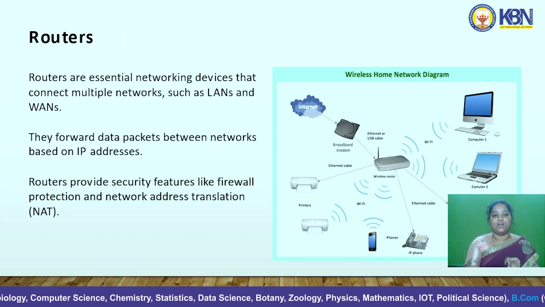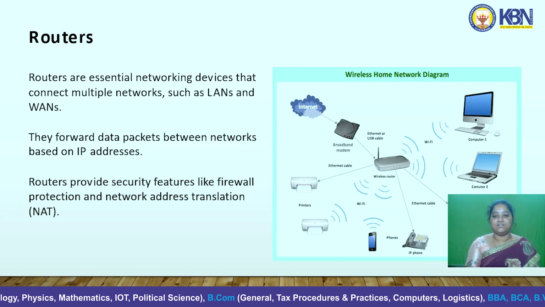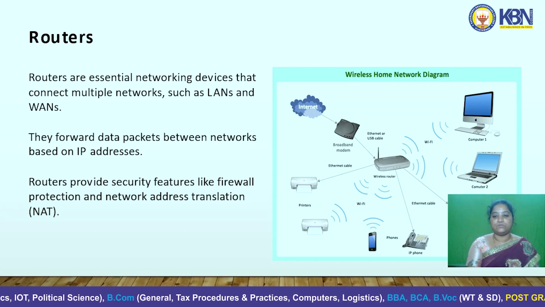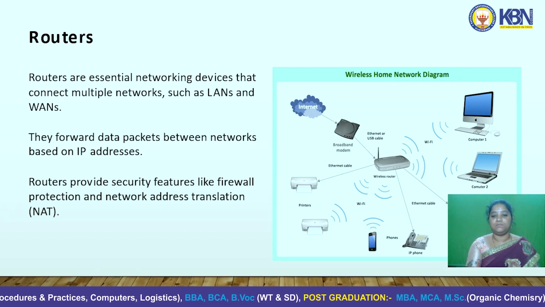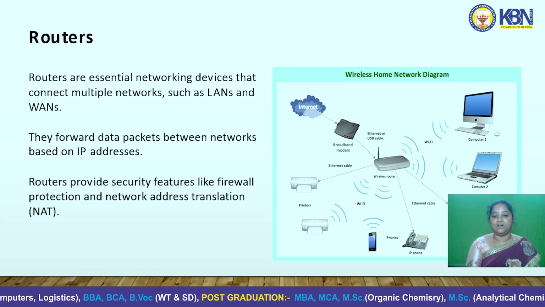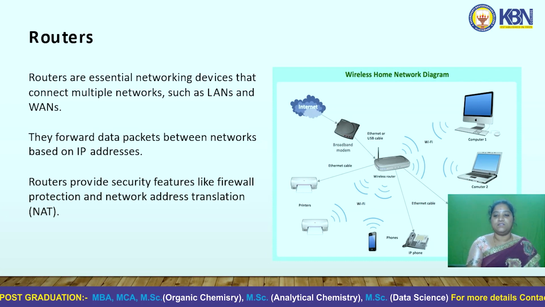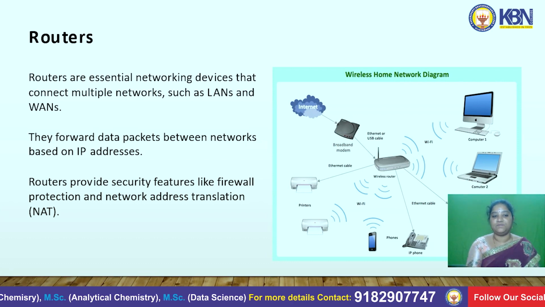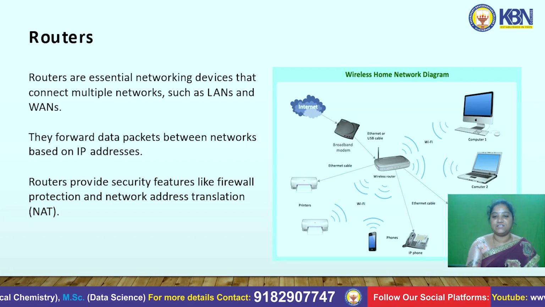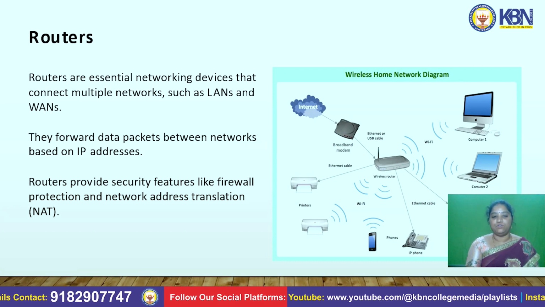Now we will discuss what is a router. We see in a diagrammatic way, this is the wireless router, and the wireless router is directly connected with a system and internet, and also connected with printers and our phones. The router is essential for networking devices that connect to multiple networks such as the internet, computer, our printer, our phone, etc.